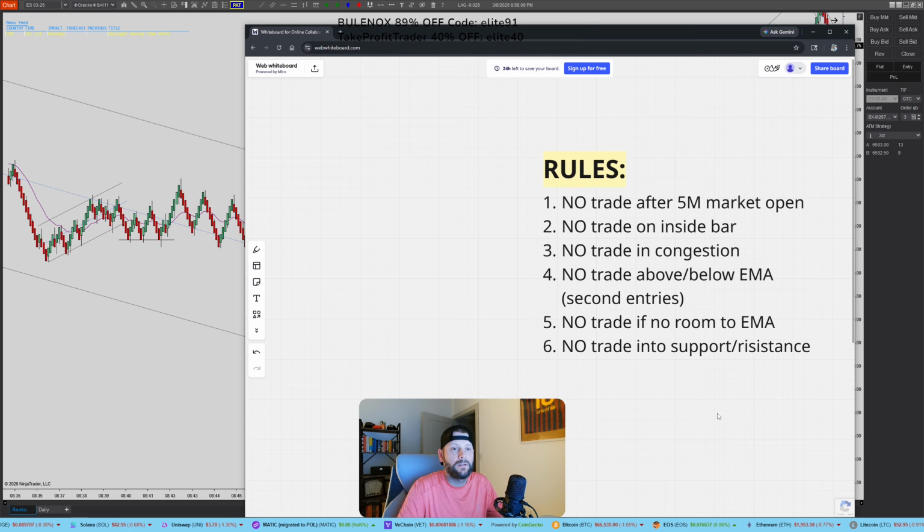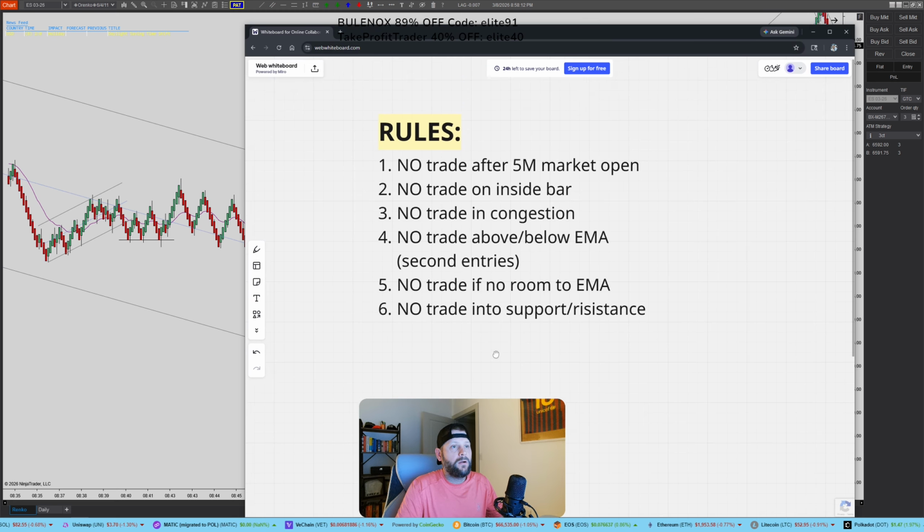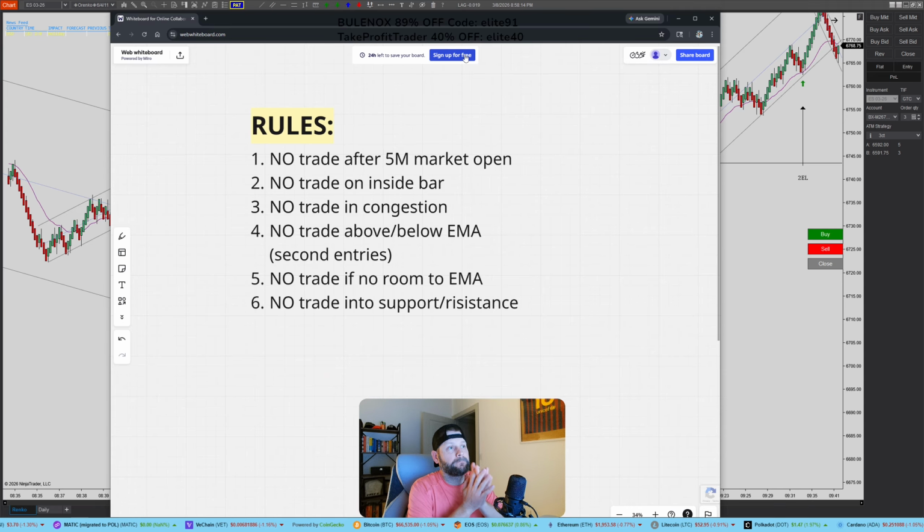So these are the rules. First one is no trade in the first 5 minutes after market open. Self-explanatory. Before I go into this, the reason I have these rules is because I went back to my data, to my losers, and I found that these are the most common things I was doing that cost me money, that cost me accounts. So I decided to say no more. This is what I'm going to do from now on.